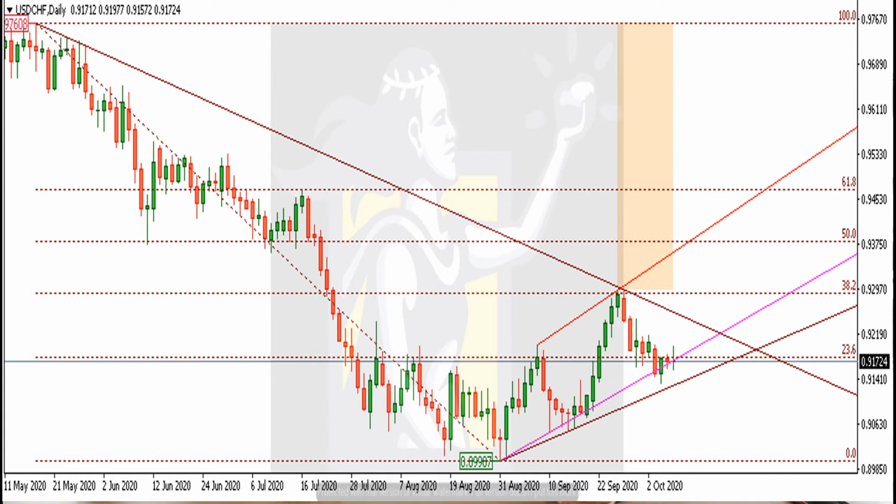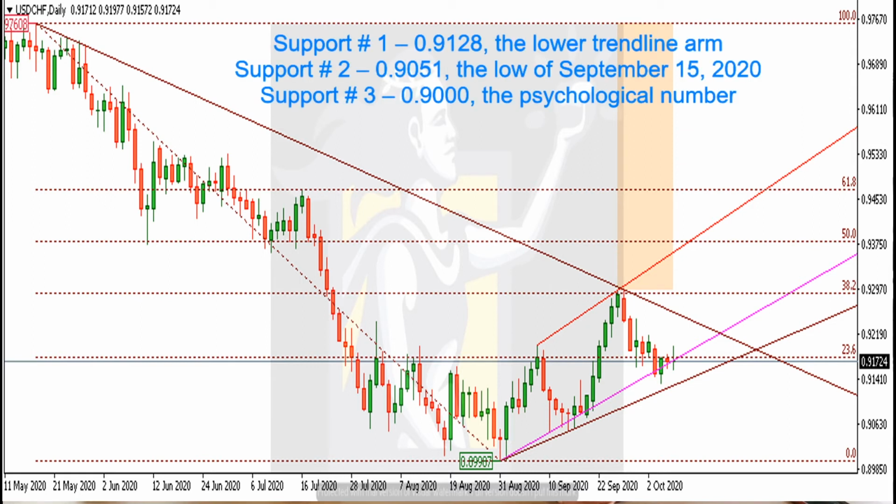Now on the downside, the price of the US Swiss pair may find the following support levels. Support 1 is at 0.9128, which is the lower trend line arm. Support 2 is at 0.9051, which is the low of September 15th. And the last support is at 0.9 even, which is the psychological number. The technical bias might remain bullish as long as 0.9051, which is a major horizontal support area, remains intact.